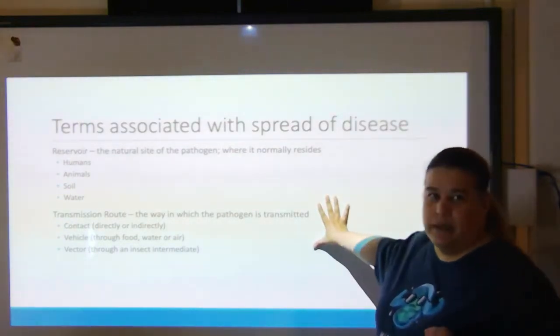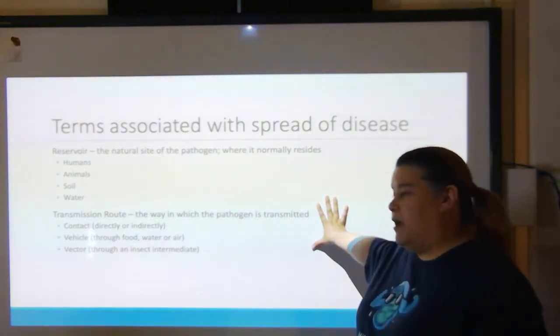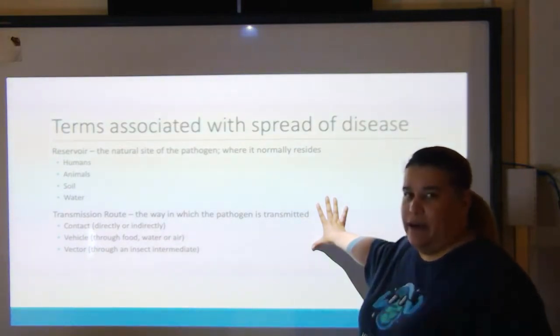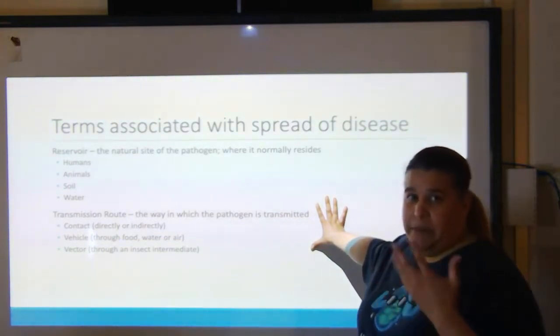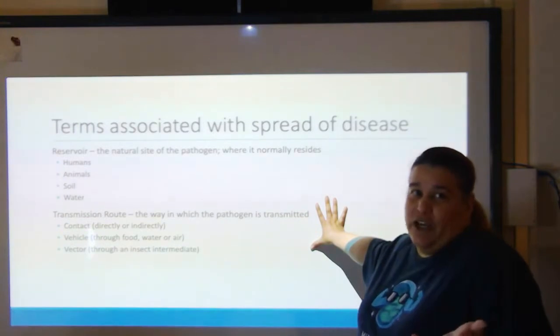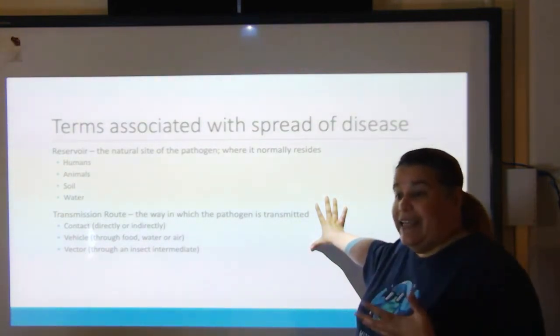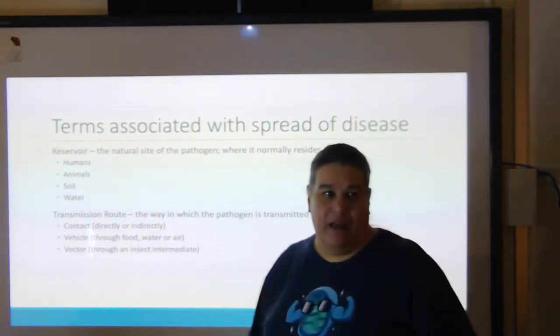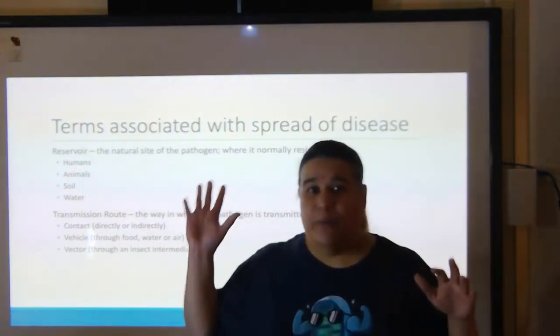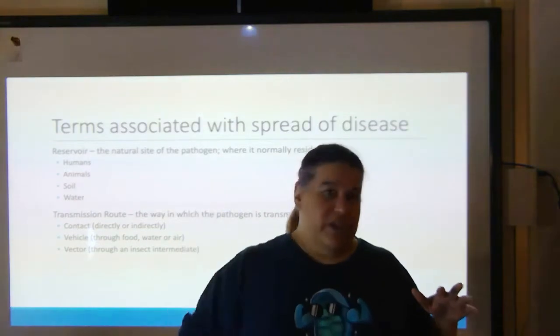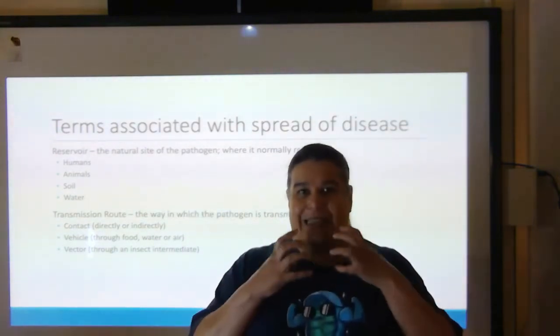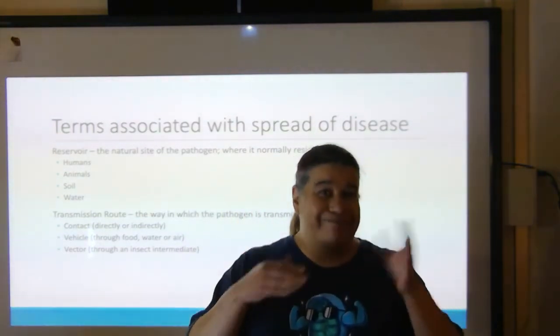Transmission route. How is it transmitted? Is it through direct contact or indirect contact? I have to come into contact with somebody. Directly would be like HIV. I would need to come into direct contact with someone. Indirectly may be, I didn't wash my hands after going to the bathroom. I touch a doorknob. You touch the same doorknob and then eat something and don't wash your hands before you do it.